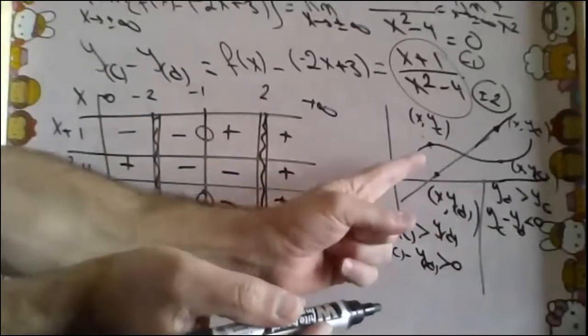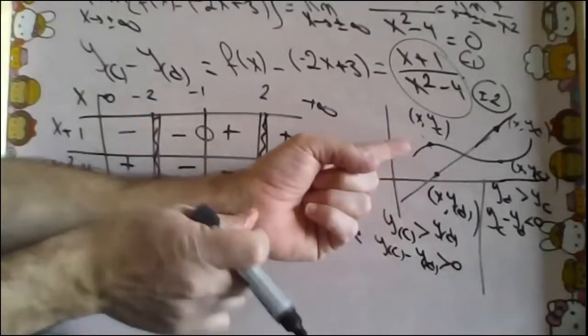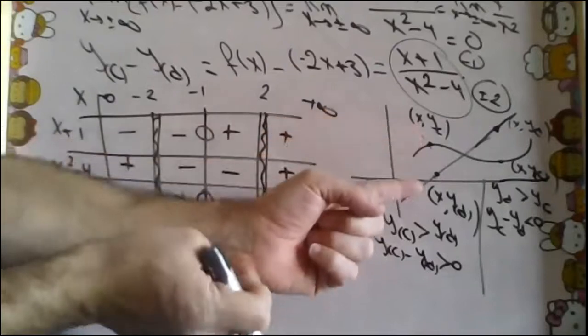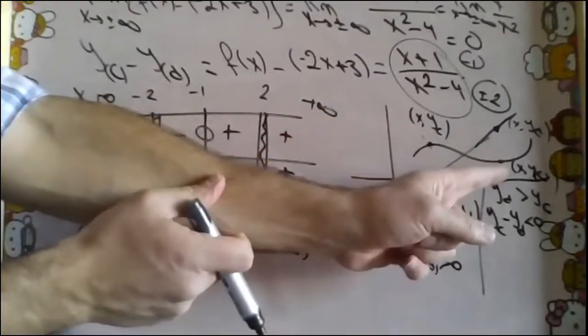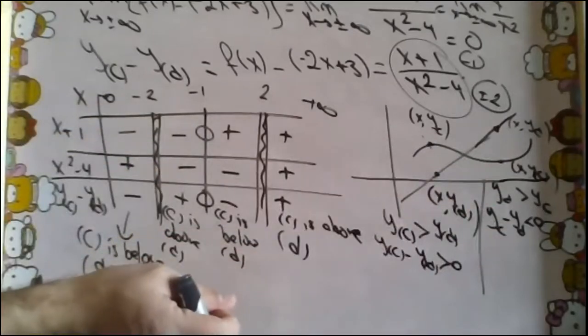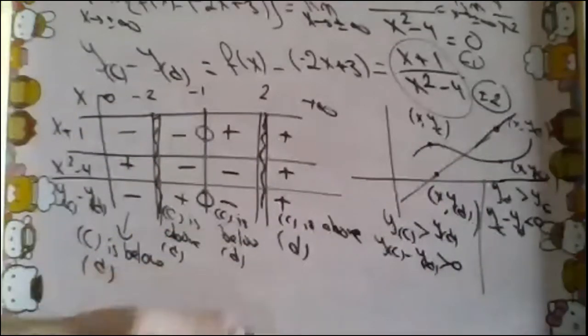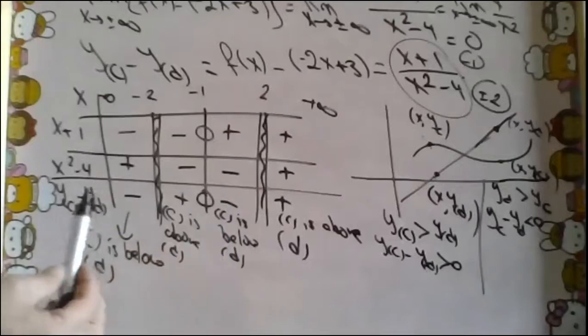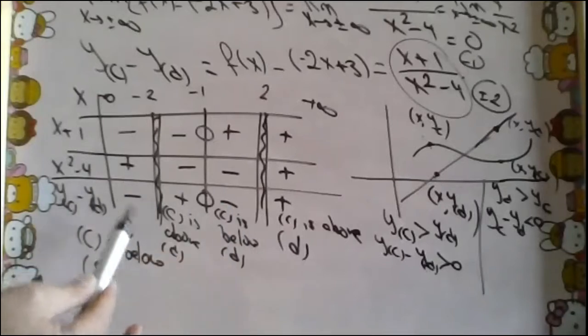In case the curve c is above the line, it means yc minus yd is positive. The curve is below the line, it means that yc minus yd is negative. Okay? Here we got in this interval.